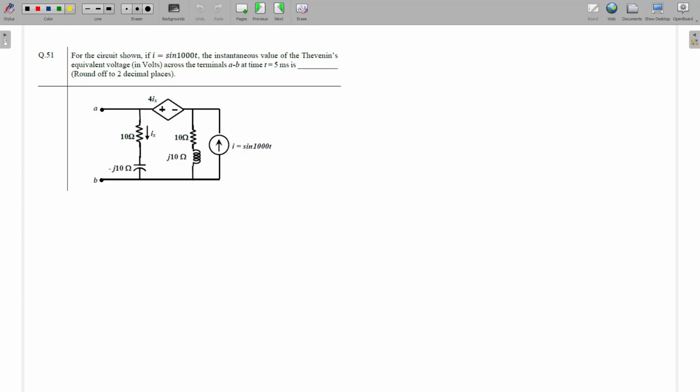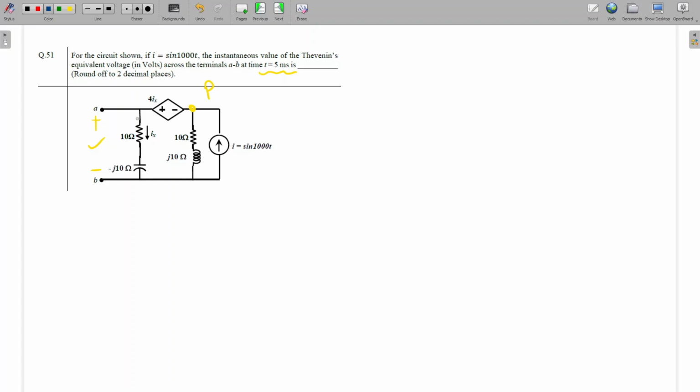So see, I am going to apply KCL at this node. This is one circuit given. It is asking in the question: what will be the voltage across this terminal at t equal to 5 milliseconds? This is not a tough question, it's a very easy question. I'm going to apply KCL at point P. So what will be the voltage at point P?